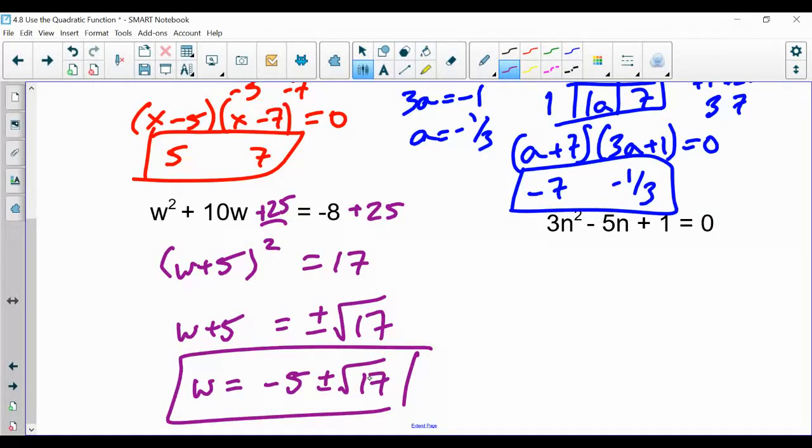We would try to simplify the square root of 17, but the square root of 17, obviously 17 is prime, so it doesn't have any perfect square factors, therefore it's my answer.